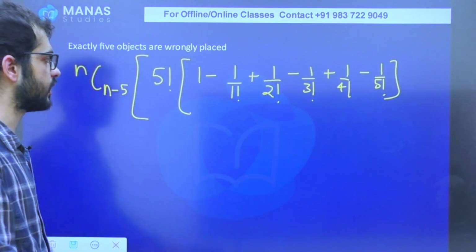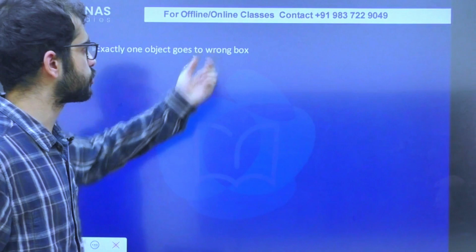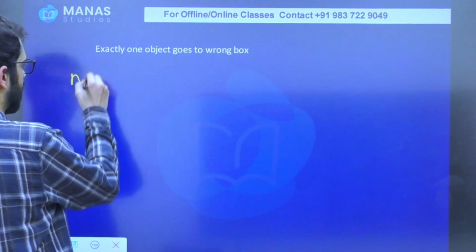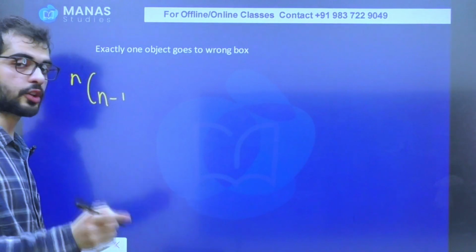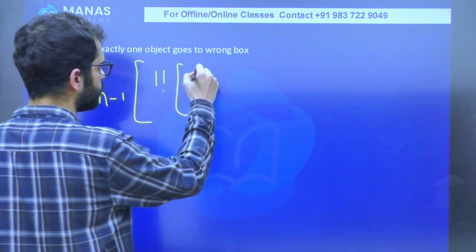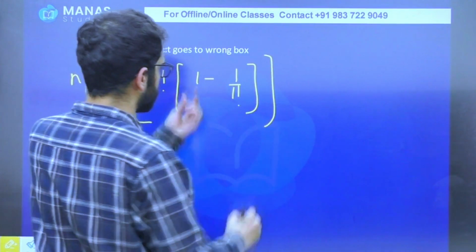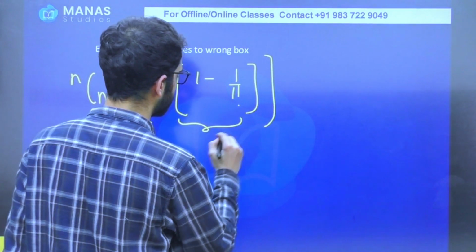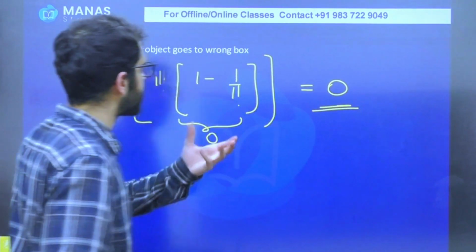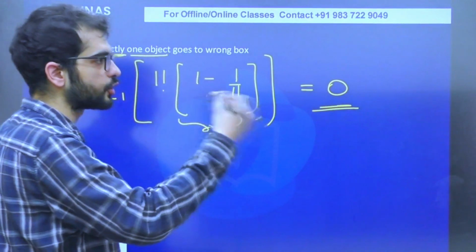Now the last and the best part is exactly one object goes to the wrong box. If exactly one object goes to the wrong box, it means that out of n, n minus 1 are going into the correct boxes. Now if I apply the formula, it will be 1 factorial into 1 minus 1 upon 1 factorial, and that's it. This is 1, this is 1. So this will become 0 and our answer will be 0. Now the answer is 0 because it is impossible for exactly one object to go into the wrong box.